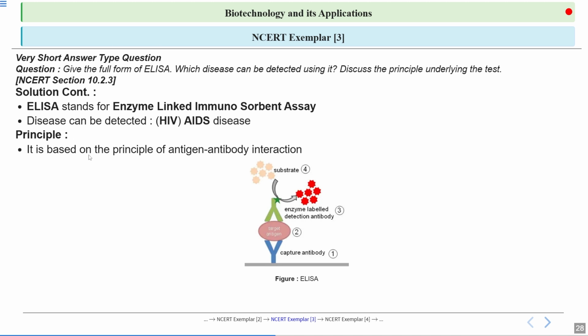That's how we can detect the disease. For example, this target antigen would be of AIDS, and we have a capture antibody against this AIDS disease. The capture antibody interacts with the target antigen, and now the detection antibody, which has an enzyme with it, the star shows the enzyme, is going to convert the substrate into a chromogenic product. This colored product tells us there has been the presence of this specific antigen of AIDS. This is how it works.